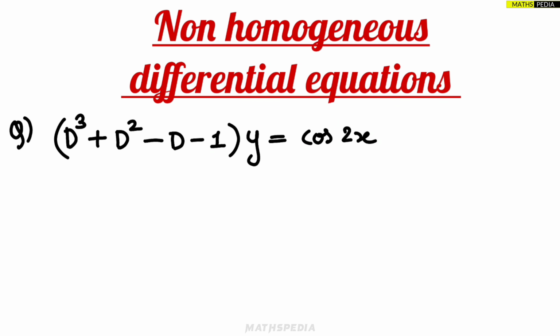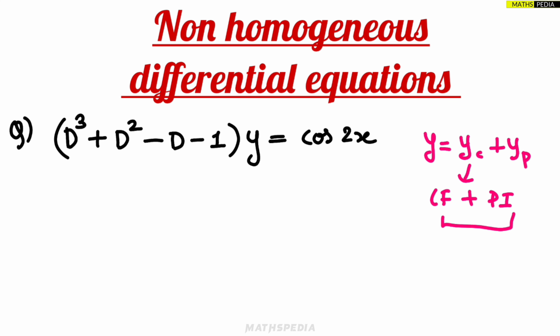So in this particular question, we can observe that there is a cubic value involved, right? As we know, the solution is given as y equal to yc plus yp, where yc is nothing but the complementary function and yp is nothing but the particular integral. When you find both, if you add them, you will get the solution for this differential equation.